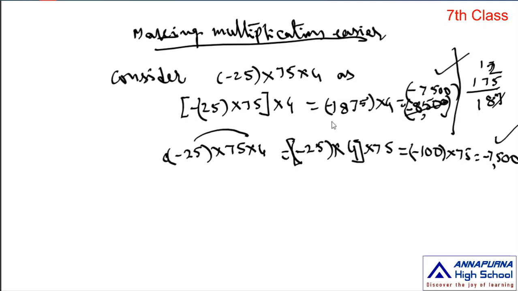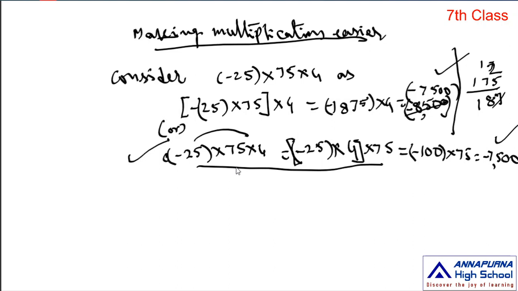When you change the order, here we wrote these three integers in this order: minus 25 into 4, which gives 100, then 100 into 75. So tell me, which is the easier way? This is the first method and this is the second method. Out of these two, obviously the second method is very easy.